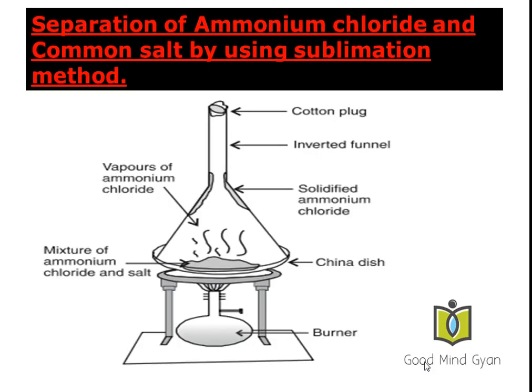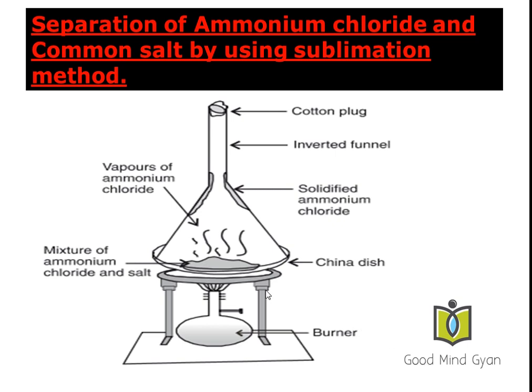Let us study the separation of ammonium chloride and common salt by using the sublimation method. Now what is sublimation? Sublimation is a process in which a solid state directly goes into the gaseous state without going into the liquid state. So in this case, the mixture which we have taken is ammonium chloride and common salt.